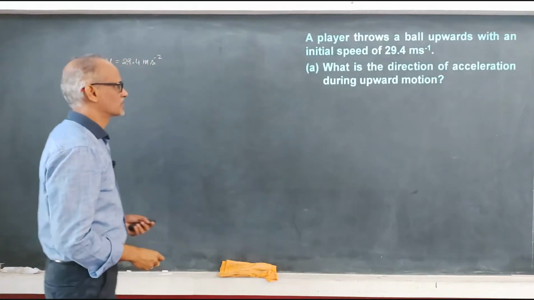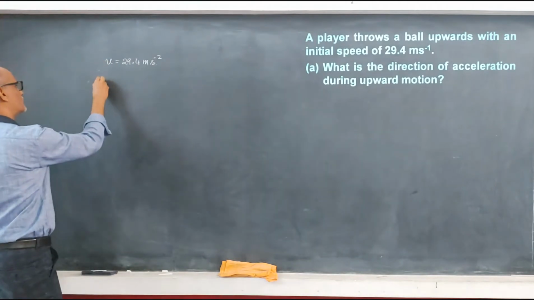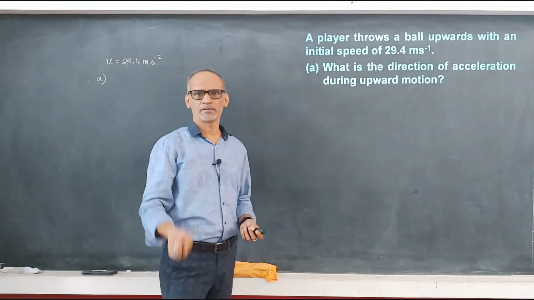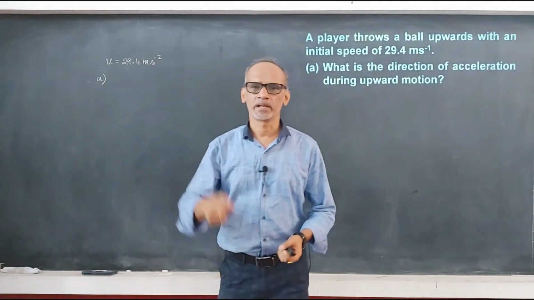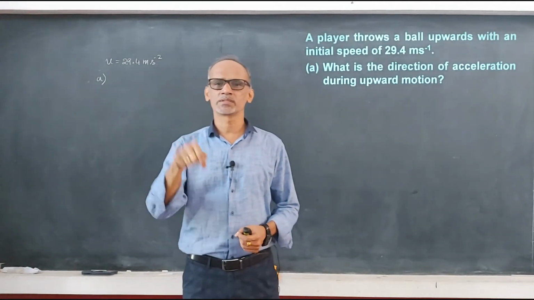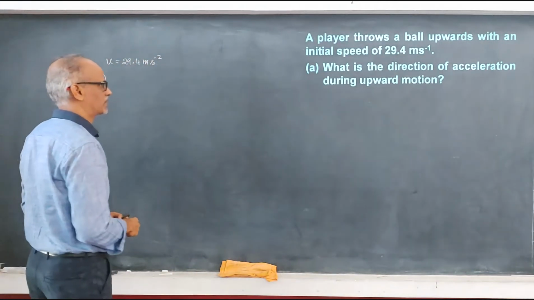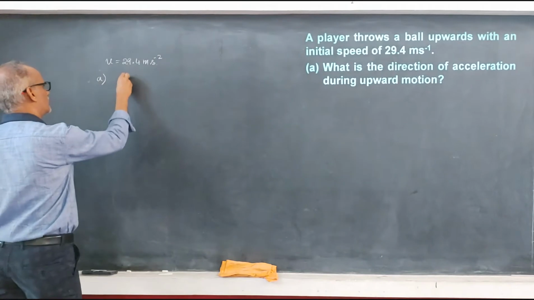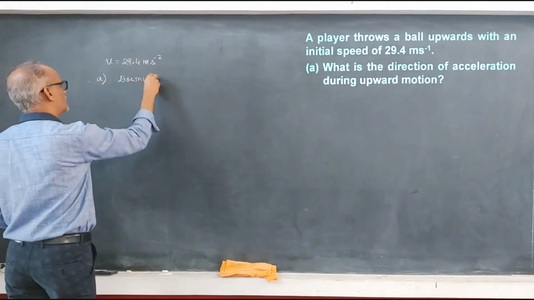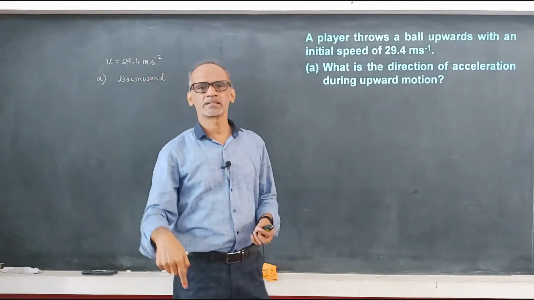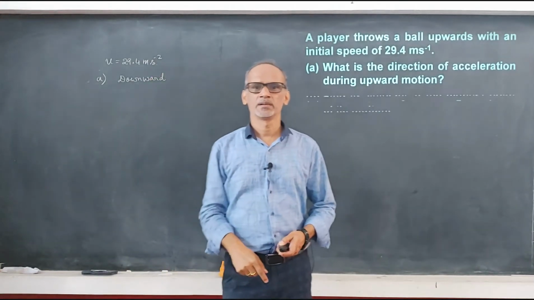First option, what is the direction of acceleration during the upward motion? Whether the body falls freely or is thrown upward, the direction is always downward, towards the center of the earth. So the answer is downward, because force acts downward, so acceleration also acts downward.